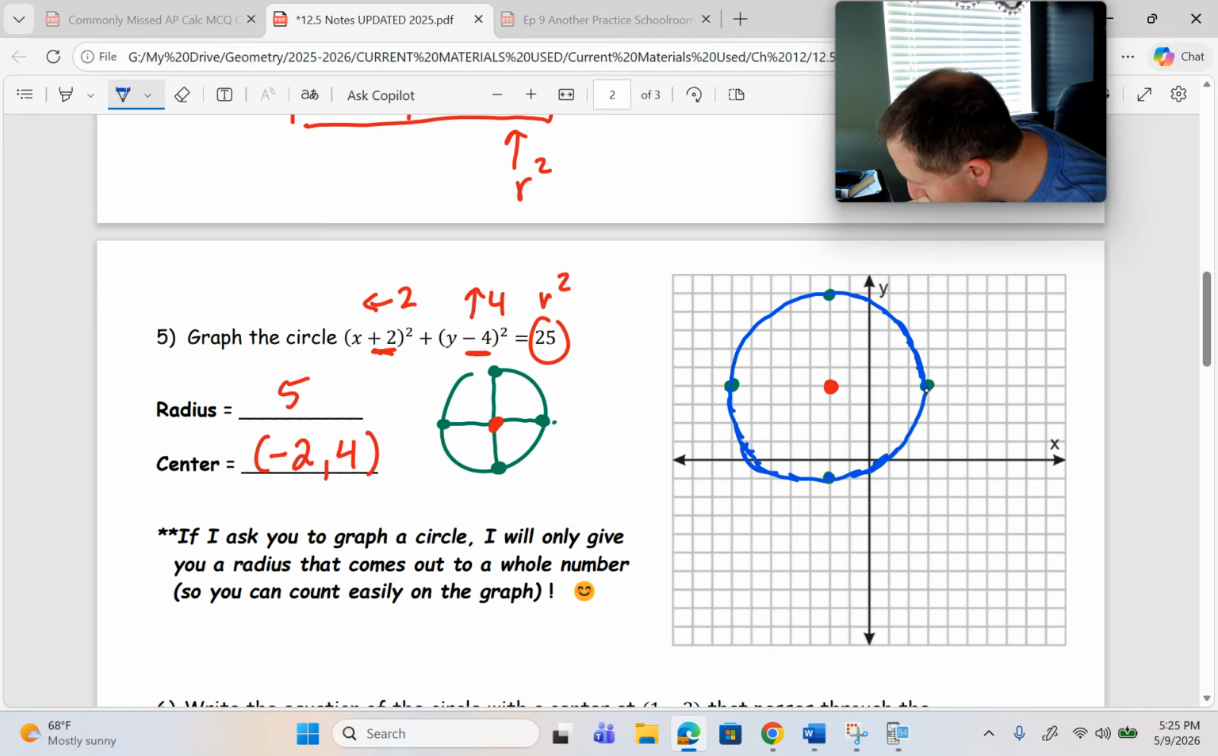So that's all you do. You just connect those green dots together, and there's our circle, right? We can see centered at negative 2, 4, and each, we counted 5 squares right, 5 squares up, 5 squares left, and 5 squares down. So that guarantees that the radius is 5.